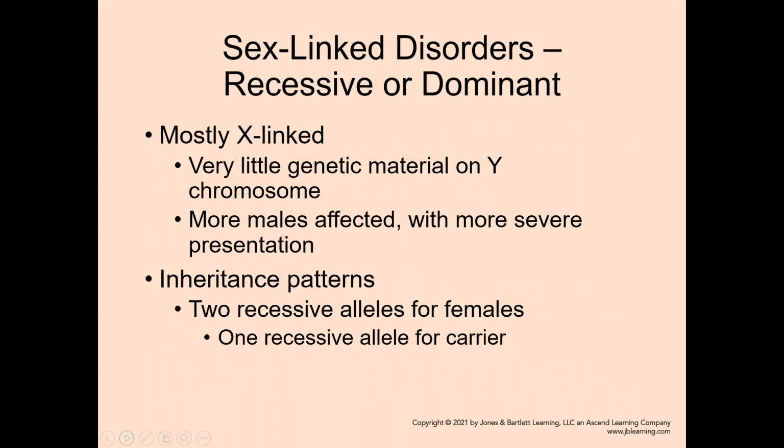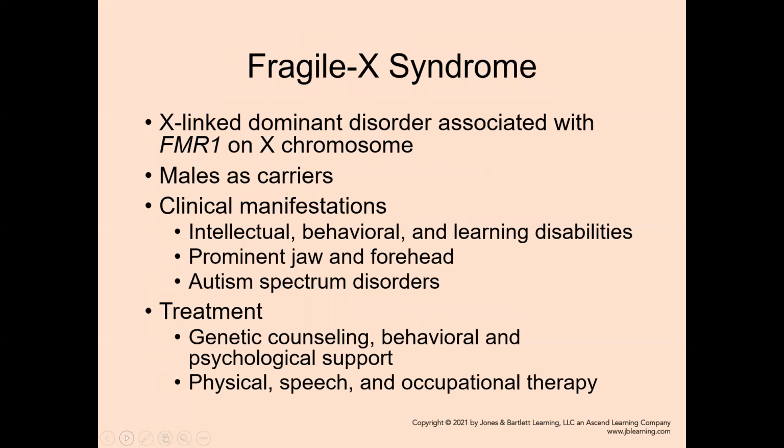Now we're going to talk about sex-linked disorders that are recessive or dominant, mostly X-linked. X-linked means that there is very little genetic material on the Y chromosome. More males are affected, and they're more severe with the presentation. They also can have inheritance patterns when a female has two recessive codes on their genes. Basically, you have to have a match from each parent to get the disorder. An example of that is Fragile X syndrome.